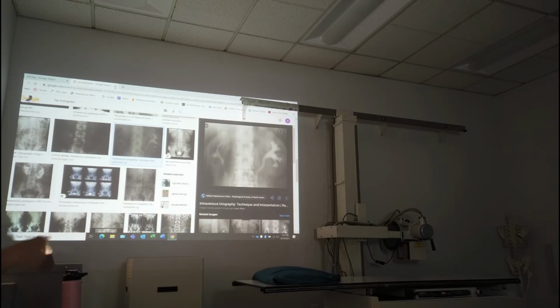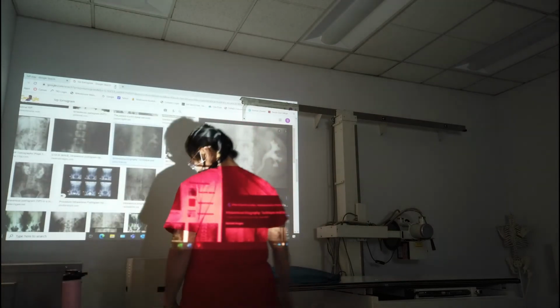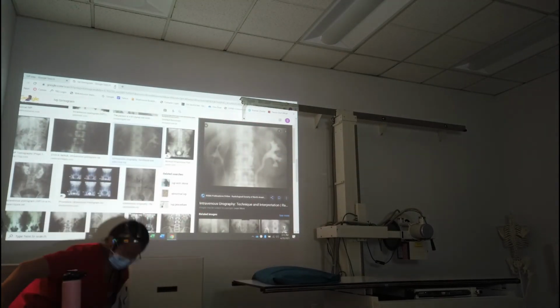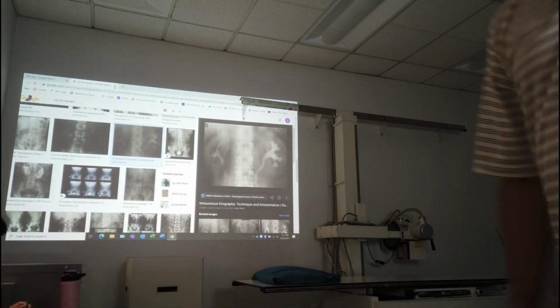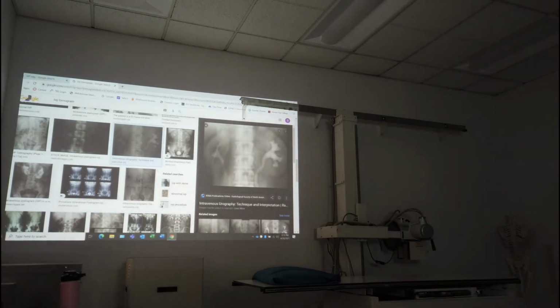We normally do a plain one and then a scout. So we show the doctor all the different scouts. If you do tomograms, you have to do a scout with the tomo before you even inject the contrast. That way they can figure out what slices they want to see, which focal level they should see. All right, do you guys have any questions with that?